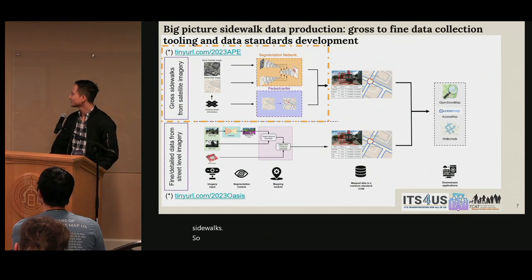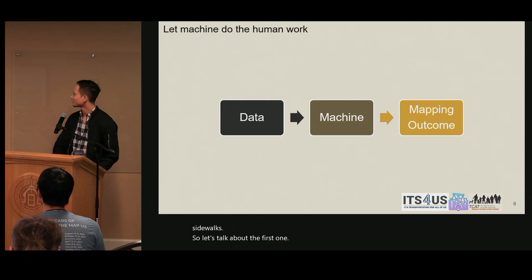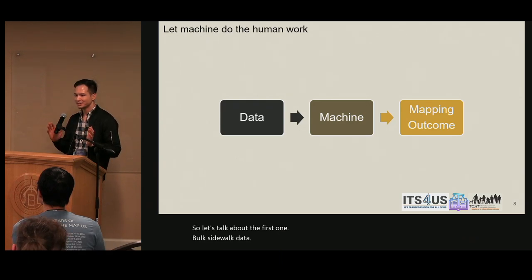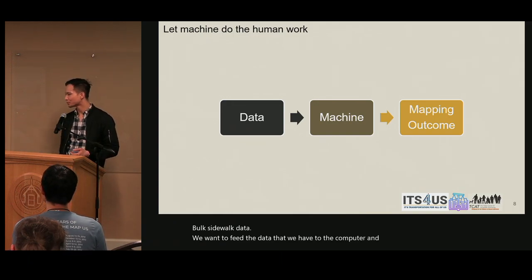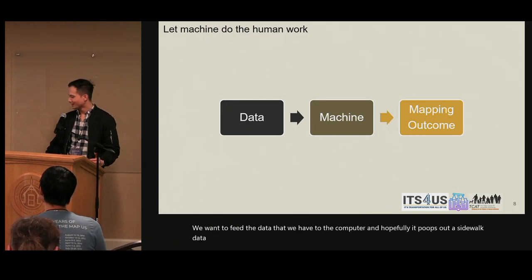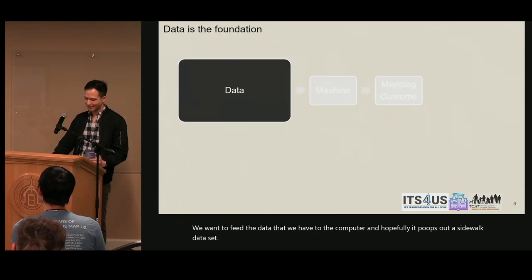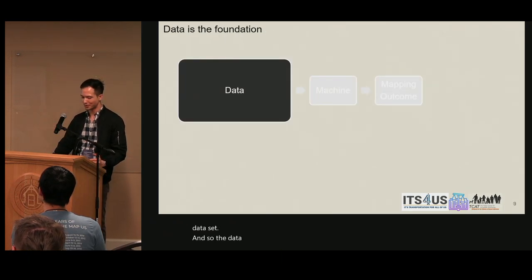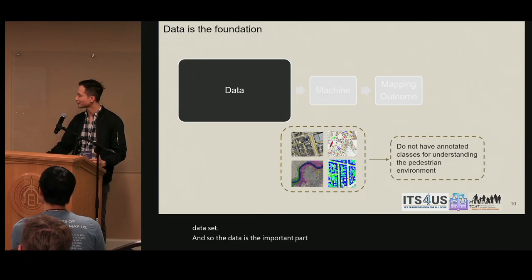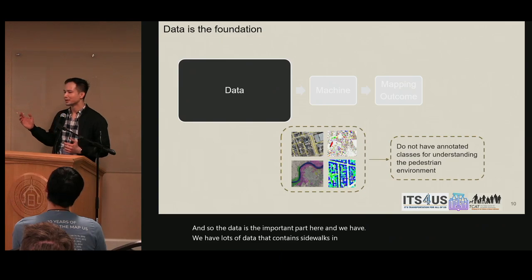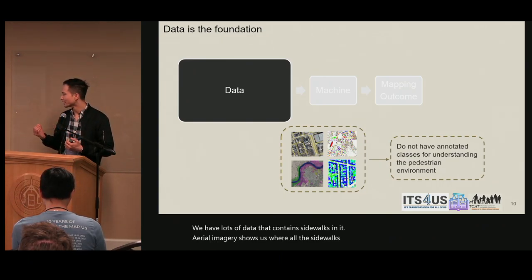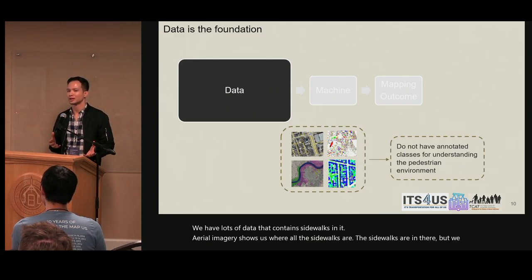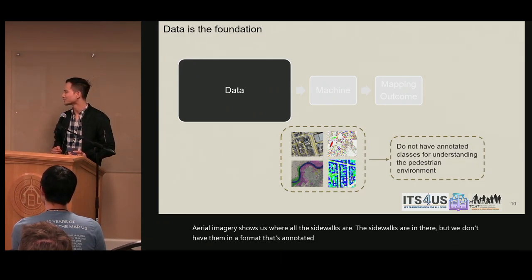So let's talk about the first one, bulk sidewalk data. We want to feed the data that we have to the computer, and hopefully it poops out a sidewalk data set. And so the data is the important part here. We have lots of data that contains sidewalks in it. Aerial imagery shows us where all the sidewalks are. The sidewalks are in there, but we don't have them in a format that's annotated for other applications to use.